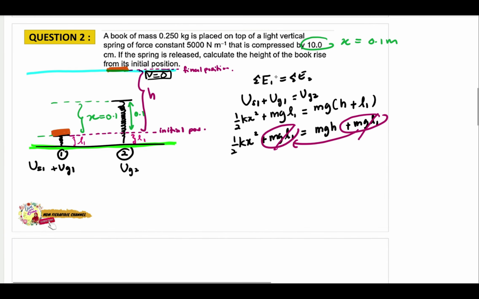Half kx squared. So it will be half, k is 5000, x is 0.1 squared, equal to mgh. m is 0.25, g is 9.81, h. This h we want to find. So from the initial position here, if we want to measure its height, how high is it? So H is 10.19 meter.